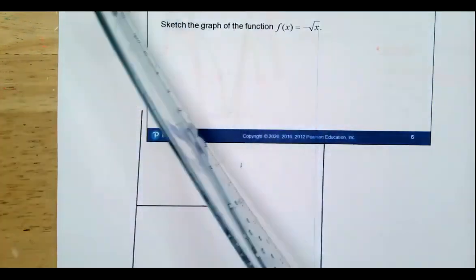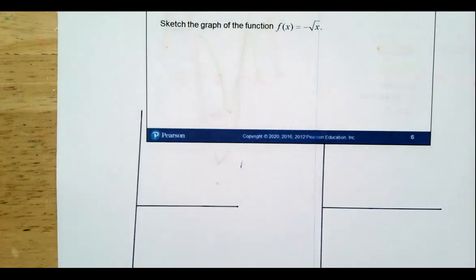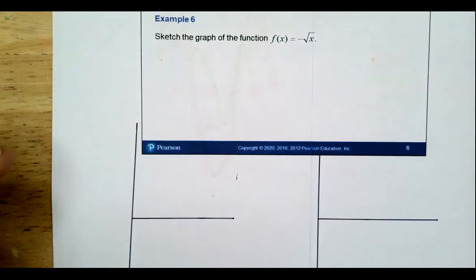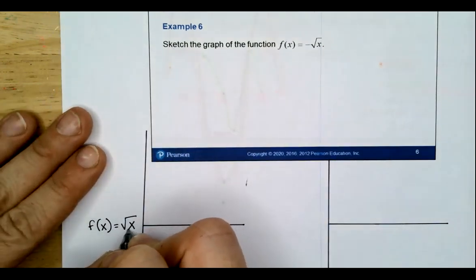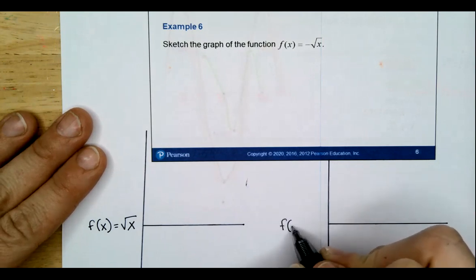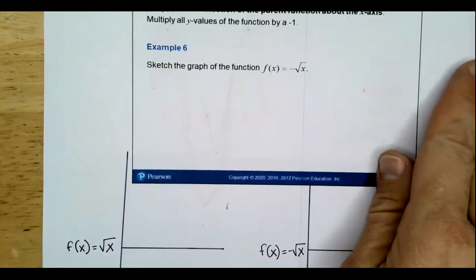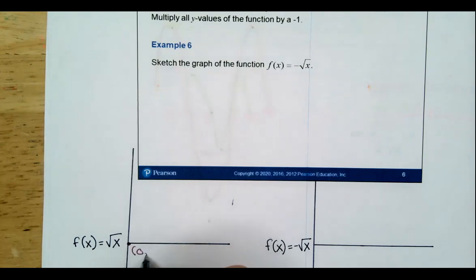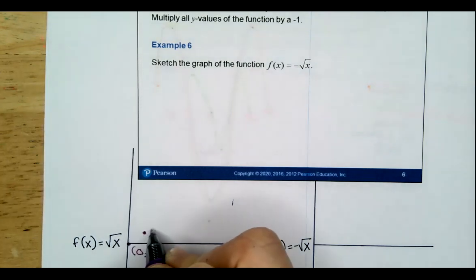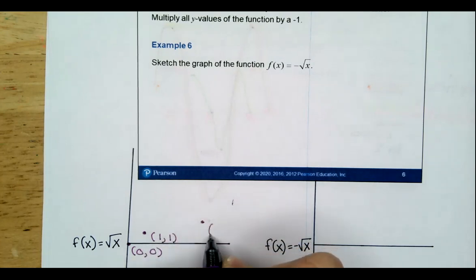I'm going to do a graph of our parent function, and then I'm going to do a graph of the reflection. So this is going to be f of x is equal to the square root of x, and then this one will be f of x is equal to negative square root of x, okay? All your y's become negative y's. Square root of x, we had 0, 0. We have 1, 1. And then we have 4, 2.